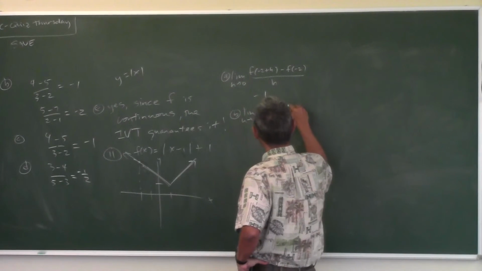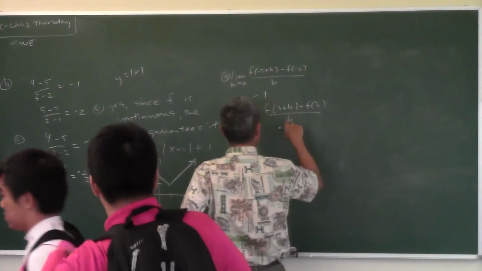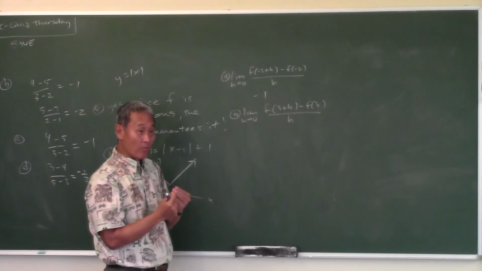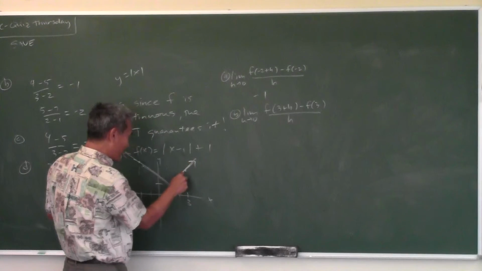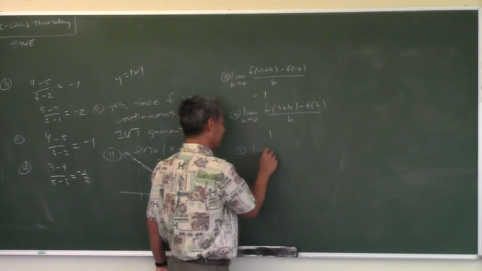f of 3 plus h minus f of 3 over h. Okay, so this is telling you to compute the slope when x is 3. So 1, 2, 3. Here's 3. What is the slope right there? 1. Easy, just look at the graph.